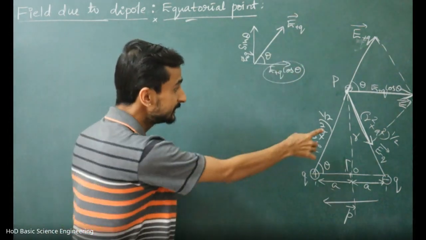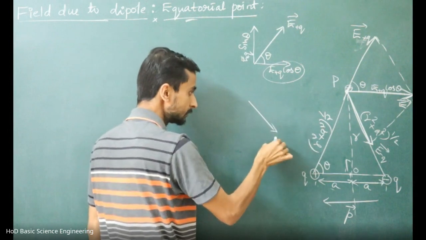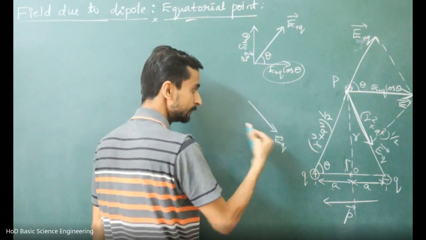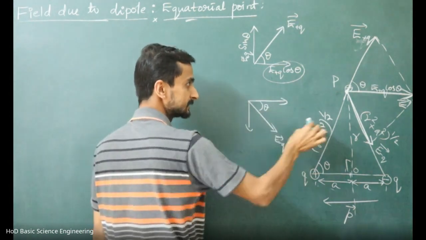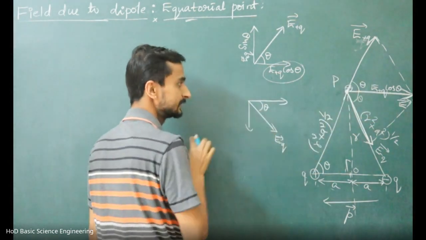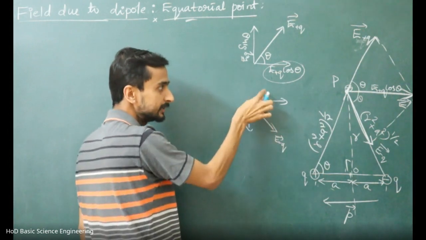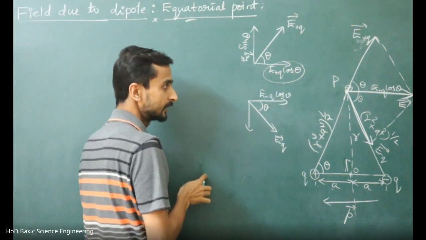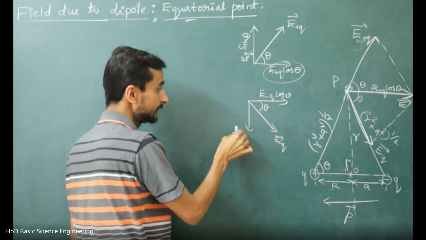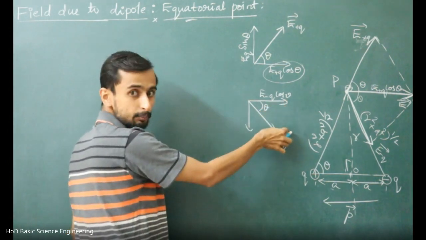Similarly, if you consider E minus Q, we can resolve E minus Q. Just look at this, E minus Q. Again, you can resolve this into two components. If you consider this as theta, then what happens? For theta, this one is the adjacent side. So E minus Q cos theta we can write here, right? And this is the opposite side, right? Therefore, this will be E minus Q sin theta.